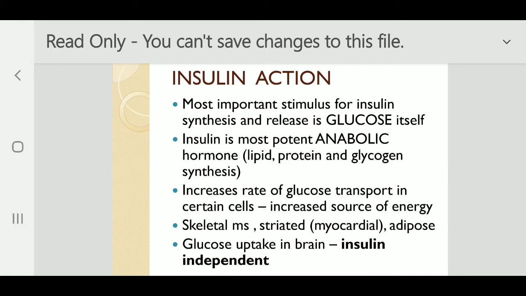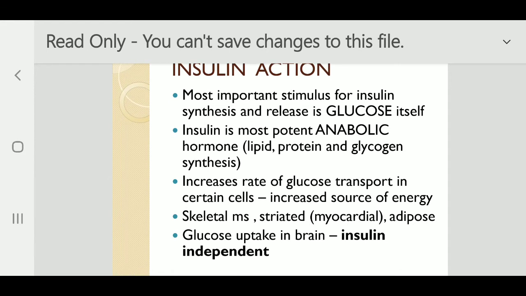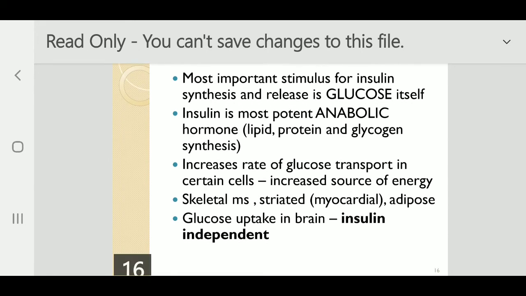Now, insulin action. The most important stimulus for insulin synthesis and release is glucose itself. The moment we consume sugar, any kind of sugar, this is the stimulus for synthesis as well as for release of insulin. Insulin is the most potent anabolic hormone. It leads to lipid, protein and glycogen synthesis. What is anabolism? You have come across these two terms of anabolism and catabolism. Catabolism is breakdown and anabolism is making. So it is a potent anabolic hormone.